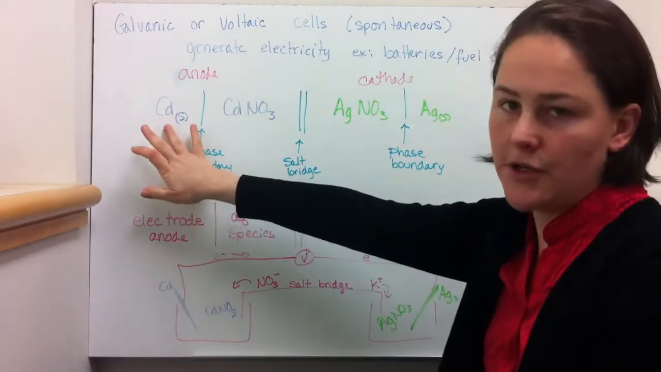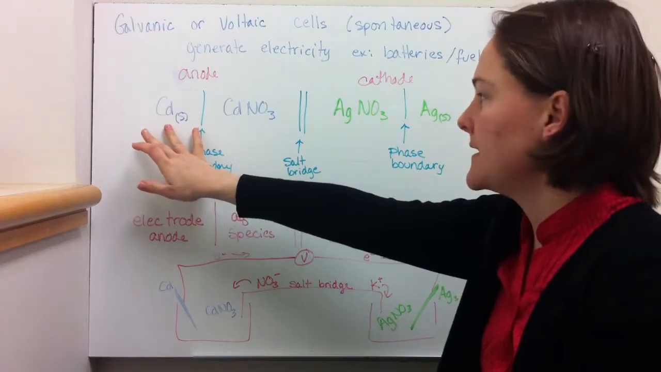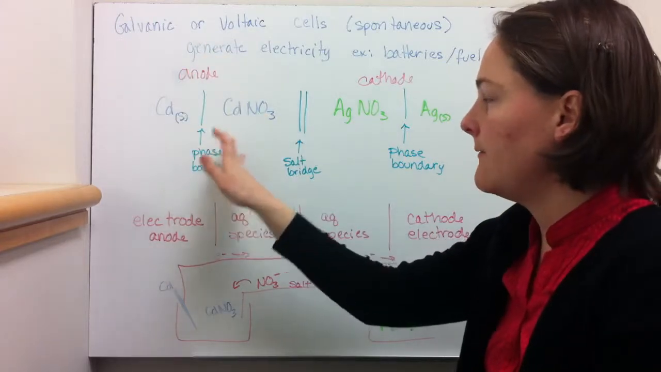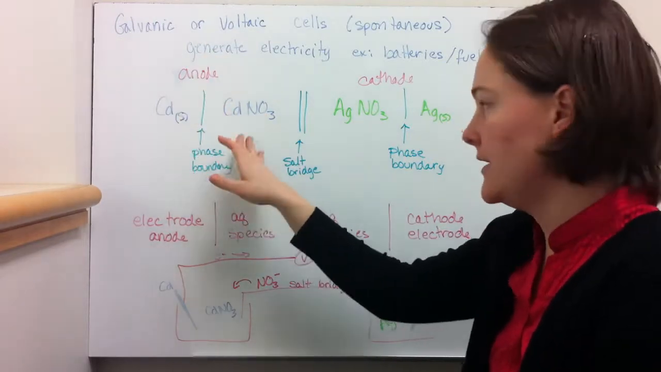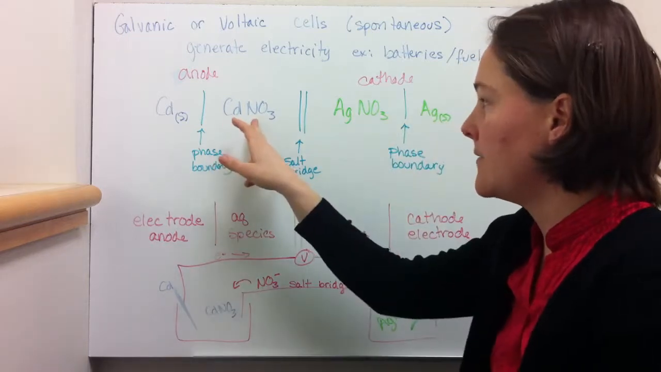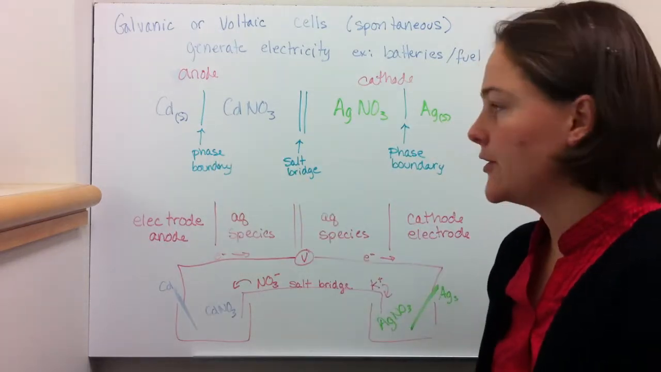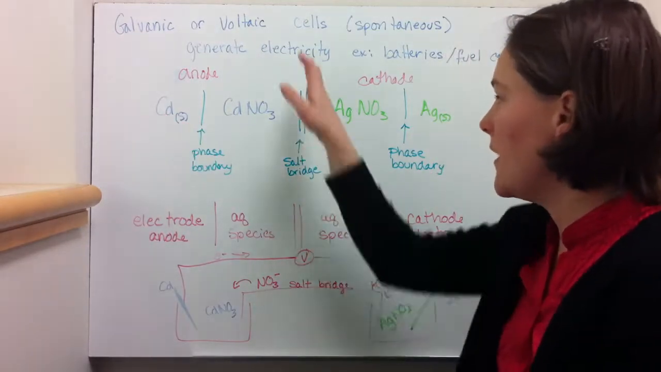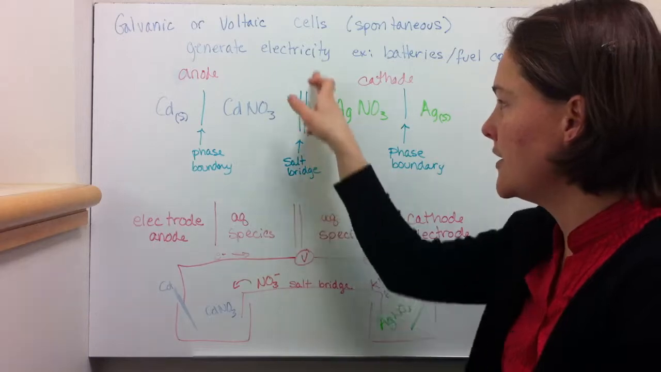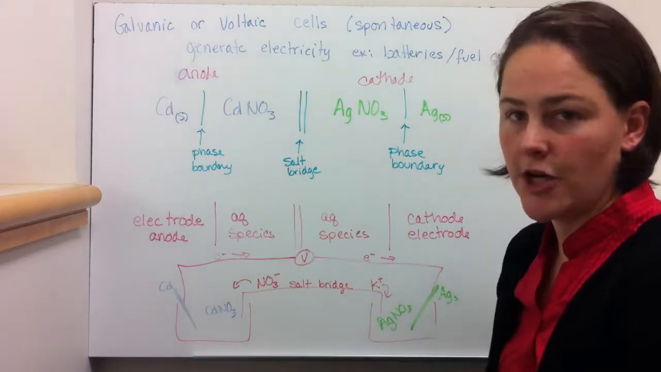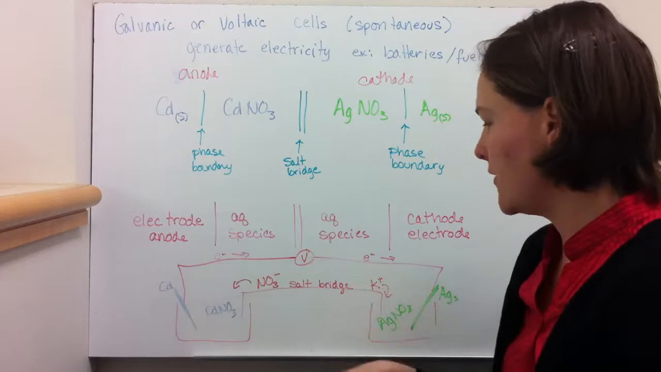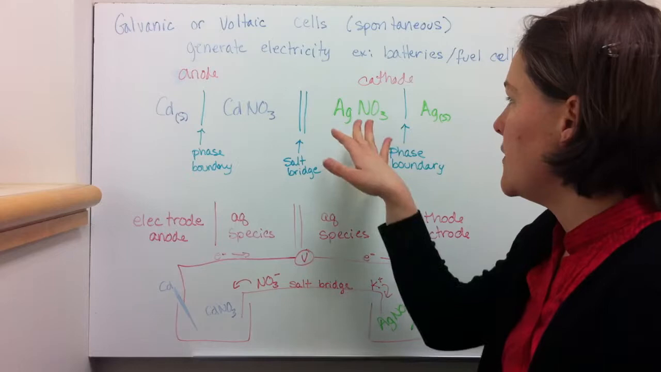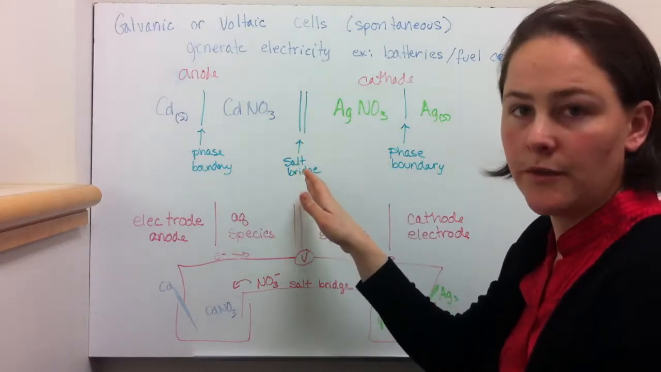and so you have the electrode on the far left side, solid cadmium, and then you have a phase boundary, which is a single vertical line, and then you have cadmium nitrate as an aqueous solution. And then you can have a salt bridge, which maintains electroneutrality as you're having electrons go around through a voltmeter or through a circuit. That's a double vertical line.